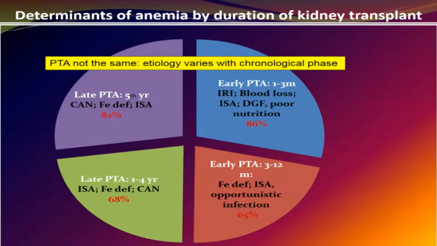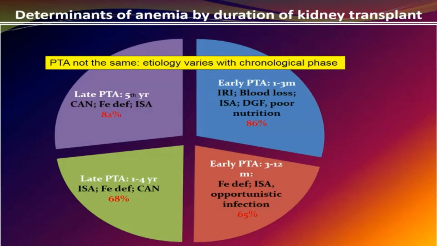So, as previously mentioned, post-transplant anemia is not the same. The etiology varies with chronological phase. So if we try to treat them the same way, it's going to be disappointing. And we'll have a feeling that we're not doing a good job. And because of that, we may not be motivated to do anything.